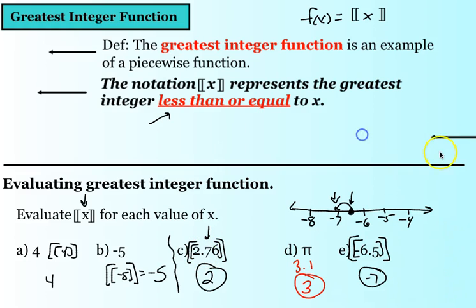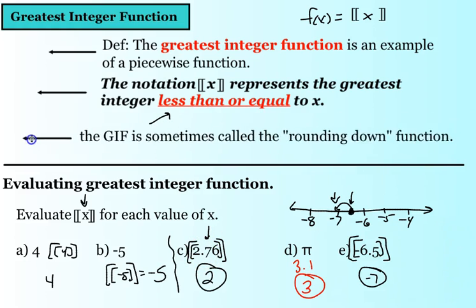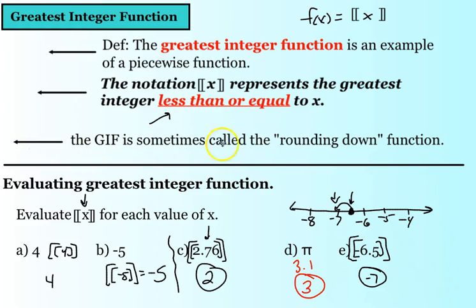And one last thing here. The greatest integer function is sometimes called the rounding down function. Just like I said here, like 2.76, we'll bring it back down to 2. 3.14, bring it back down to 3. Okay? Not sure why I didn't put 4 there. But anyway. Okay, moving on. So you've got to be able to evaluate it, and it's just that simple.